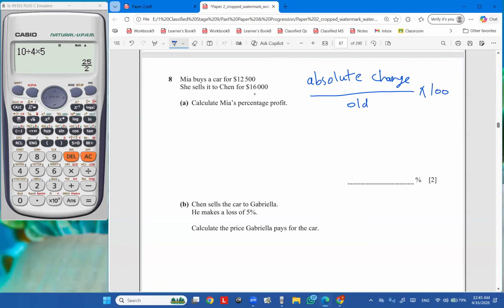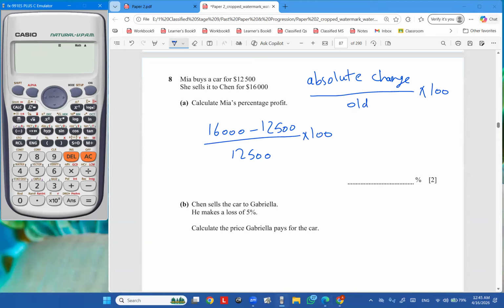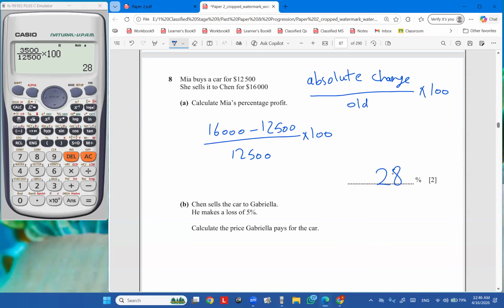Absolute change is what? I'm going to do 16,000 minus 12,500 over the old value, which is 12,500. Then you multiply by 100. Use the calculator. It's paper 2. So it's going to give you here the numerator. You're going to find that it's 3,500 exactly over 12,500. Then at the end, you multiply by 100 equals 28%.